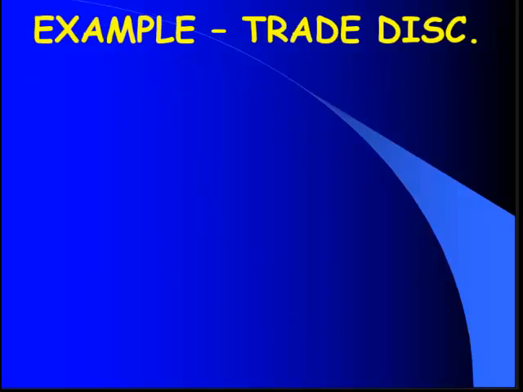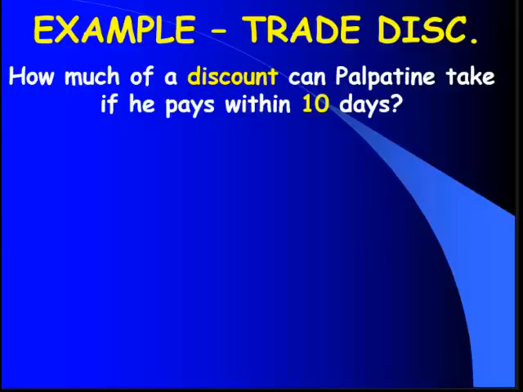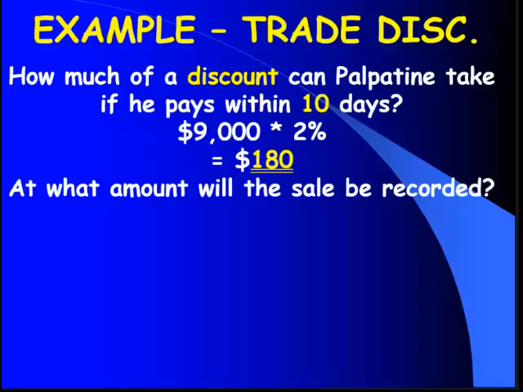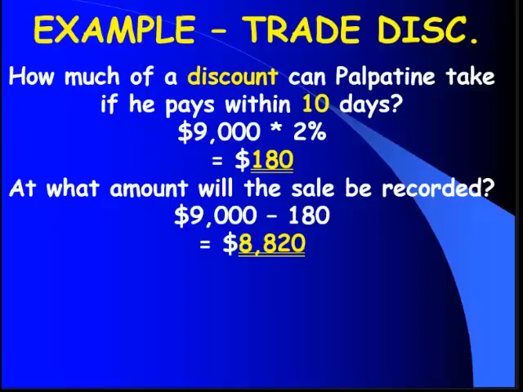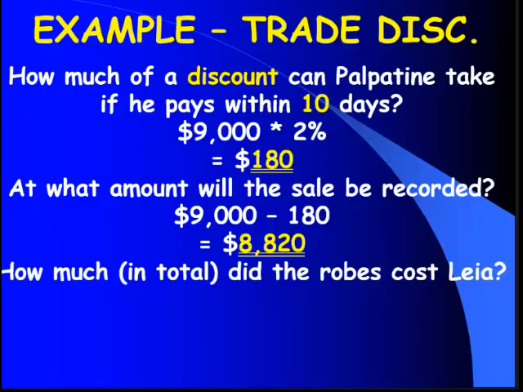How much of a discount can Palpatine take if he pays within 10 days? 2%. 2% times 9,000 says he gets to save $180. So when we record the sale, we will not record it at $9,000. We have to subtract the $180 he would save if he took the discount, and we would record the sale at $8,820. How much did the robes cost Leia to begin with? Well, she sold 20 of them that cost her $120 each, so the total cost then would be $2,400.